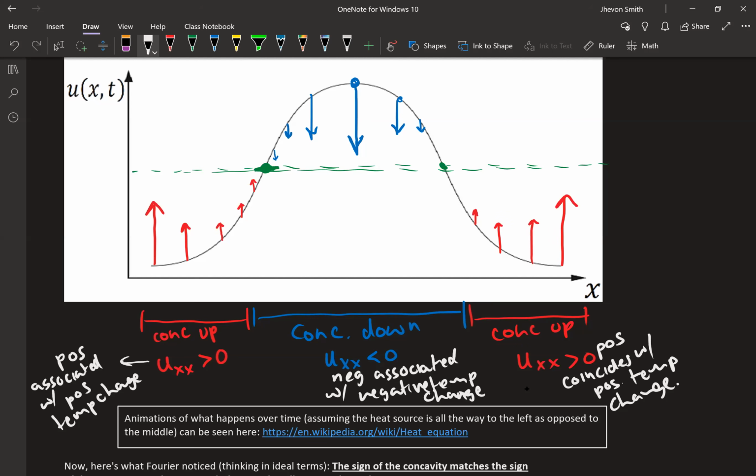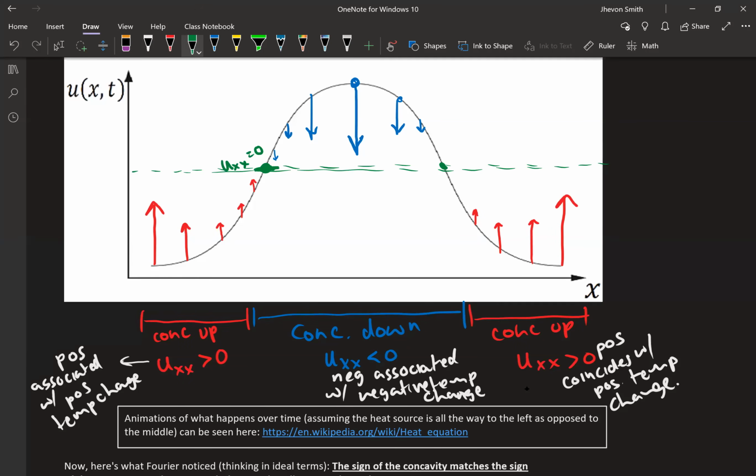So Fourier noticed this, and by the same token, he also made another assumption, which again is a mathematically ideal assumption. He had no way of knowing in the beginning that this would be the case. But again, the length of my arrows here describes what I'm thinking of the temperature change. You'll notice that when the concavity switches from concave up to concave down, that is an inflection point, and this is also tying into a lot of Calc 1. What happens at the inflection point? Well, at the inflection point, our uxx is 0.